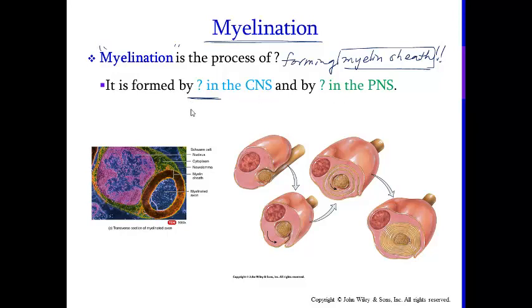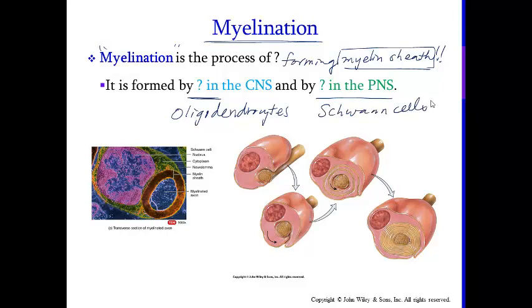Now, don't forget which cells form the myelin sheath in the central nervous system. Do you remember that? Right, it starts with an O. Oligodendrocytes. And those that are responsible for forming the myelin sheath in the peripheral nervous system, right, Schwann cells.